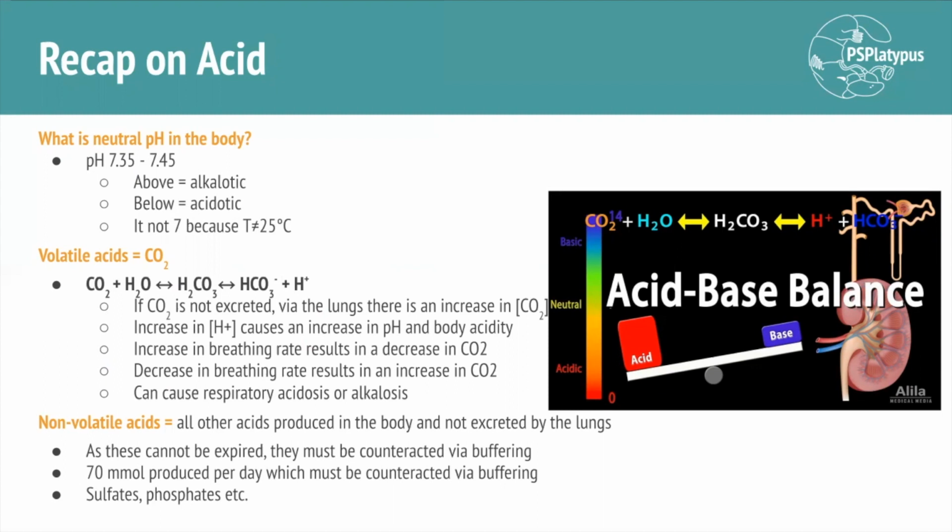Non-volatile acids are all acids produced in the body that are not excreted by the lungs. This is due to them being produced from metabolic waste and the breakdown of other compounds. As these cannot be expired, they must be counteracted via buffering. Approximately 70 millimoles of non-volatile acids are produced daily and thus must be buffered, or they would lead the patient to become acidotic. So how exactly is this done?